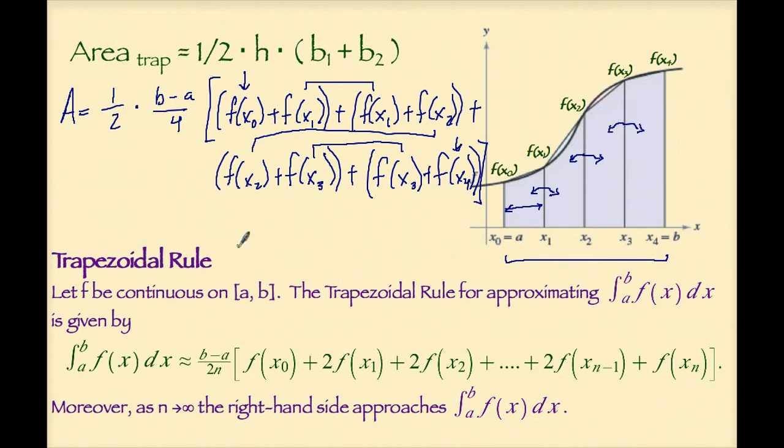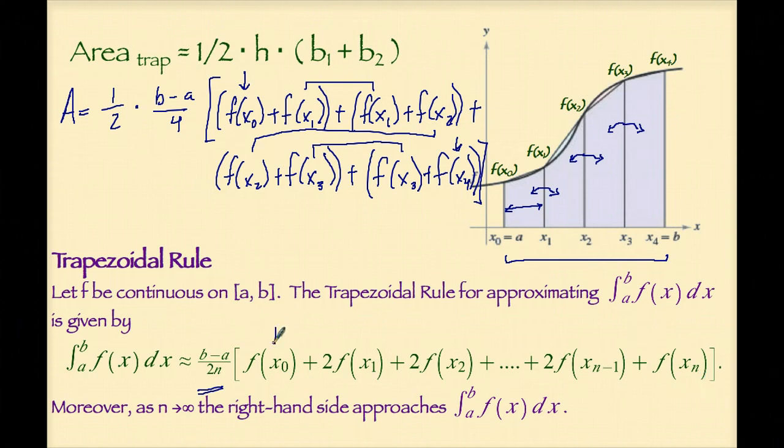This result can be generalized in the trapezoidal rule. Let f be continuous on the interval [a, b]. The trapezoidal rule for approximating the integral of f of x dx from a to b, which is the exact area under the curve f of x, is given by (b minus a) over 2n. This is the 1/2 times the height of each trapezoid, (b minus a) over n, times f of x sub 0 plus 2f of x sub 1 plus 2f of x sub 2 plus etc., 2f of x sub n minus 1 plus f of x sub n.